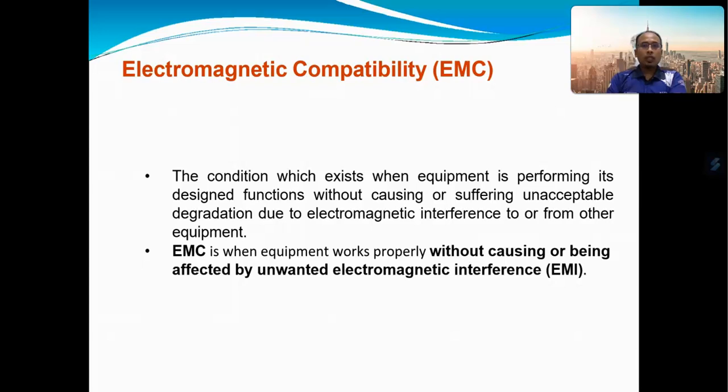For electromagnetic compatibility, or EMC, EMC is the condition which exists when equipment is performing its design function without causing or suffering unacceptable degradation due to electromagnetic interference to or from other equipment. So EMC is when equipment works properly without causing or being affected by unwanted electromagnetic interference.